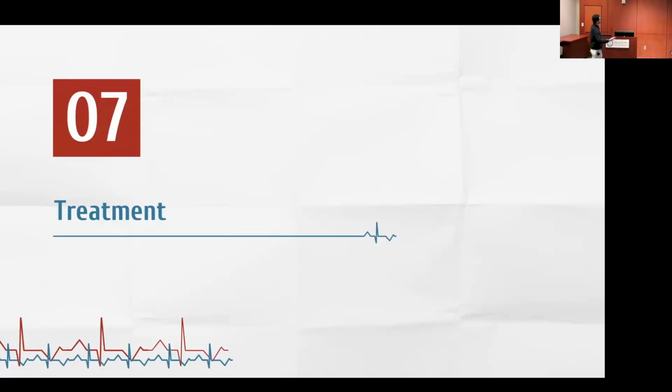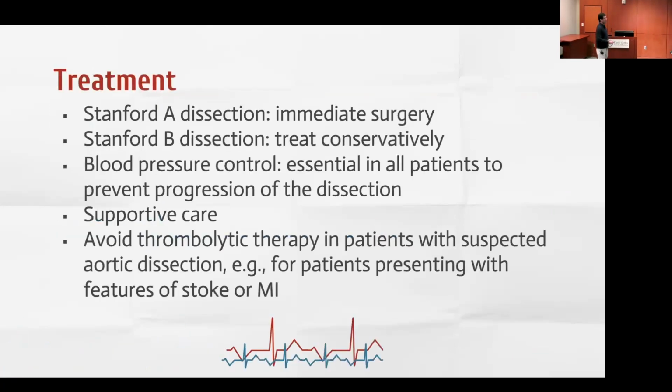Okay, so now let's talk about treatments. Treatment for type A, no matter what, needs surgery. Type B depends. That patient case with the CT I just showed you, because they showed ischemia to vital organs, is going to need surgical intervention. But other cases might not need it.